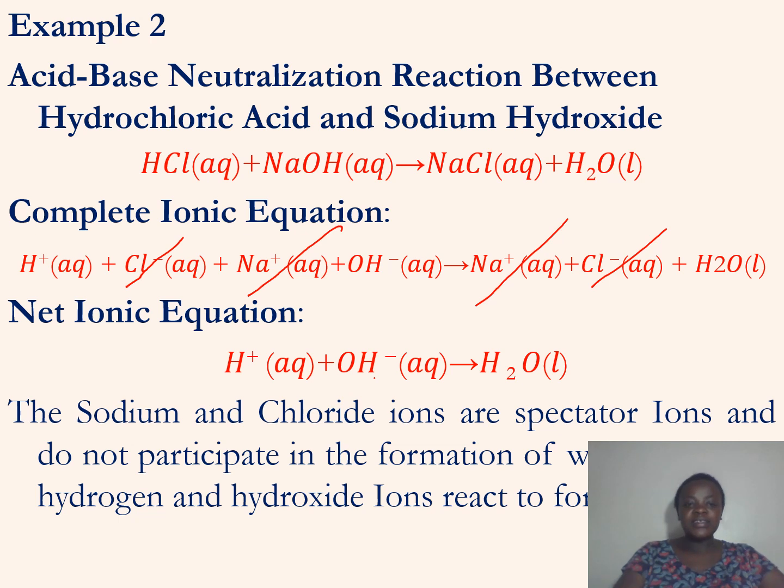Okay, that is just to show you how you write ionic equations and what ionic equations are. It is very simple when you follow those steps. You just write the chemical equation with the correct state symbols, then split the chemical equation into ions, then cancel out the spectator ions and write an equation between the other ions that are left. So this gives us the net ionic equation.